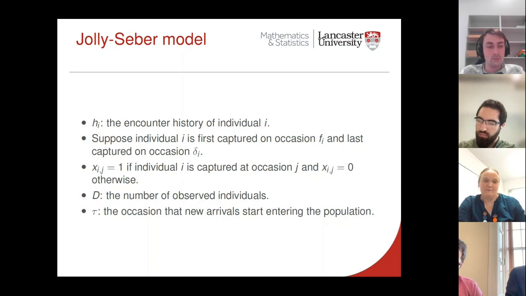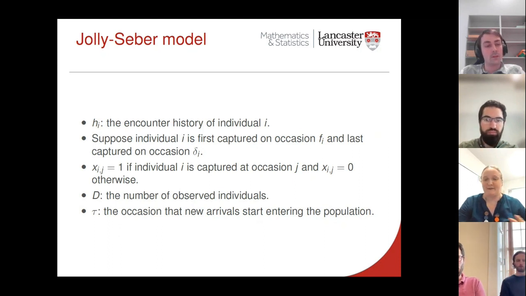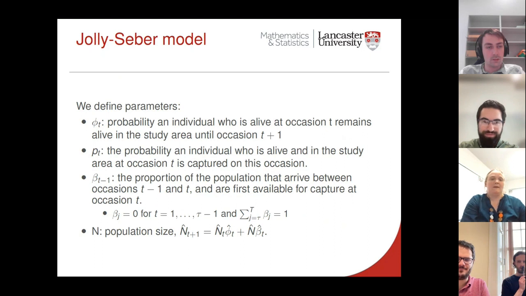So what we're really interested in is the underlying population size. And over the course of the study, we observe capital D individuals, which will, of course, be an underestimate of the total population. I should say, if anyone's got any questions as we go along, please do feel free to interrupt me. OK, so that's the data.